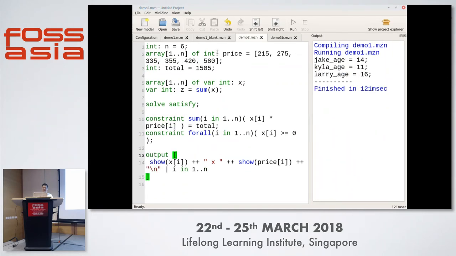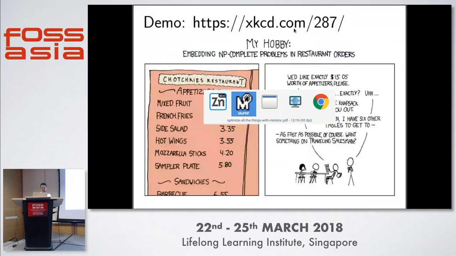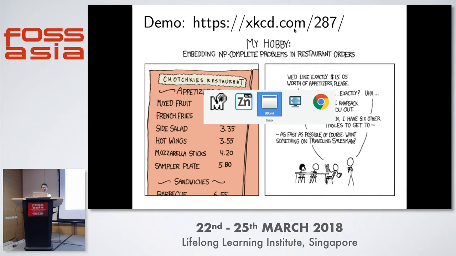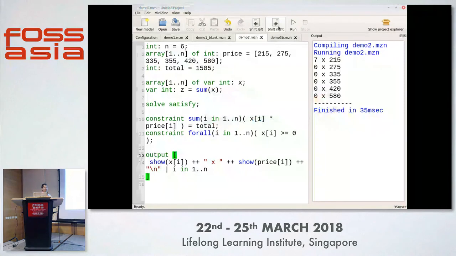So let me just show you the result. Here we go. It turns out you can just buy 7 pieces of the first item, which is the mixed fruit. It works, but it's kind of weird to just eat mixed fruits when you have so many different kinds of appetizers, right? It's not a problem, actually, because in fact there is more than one possible answer.